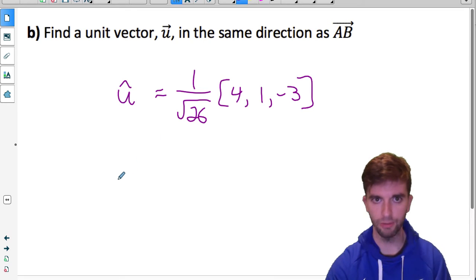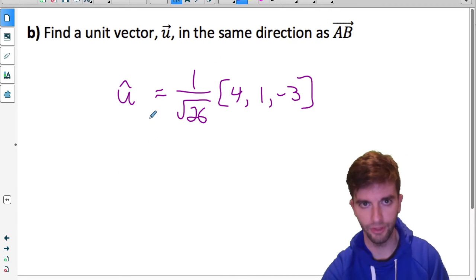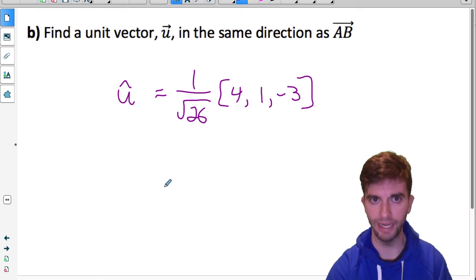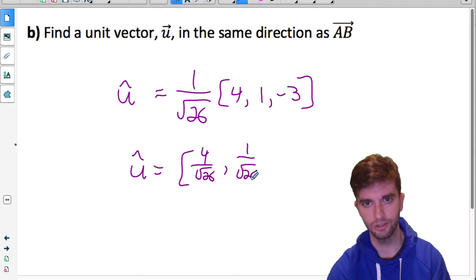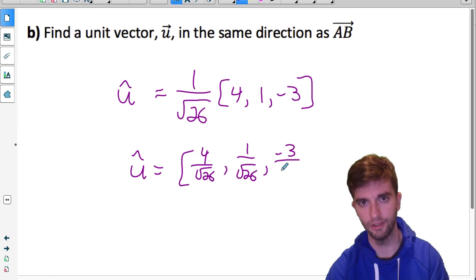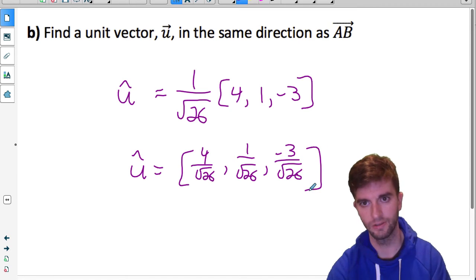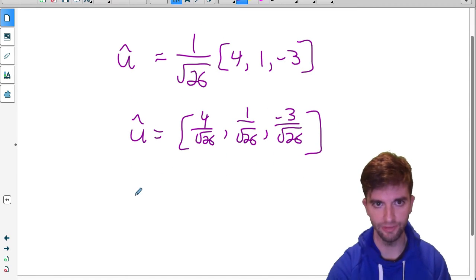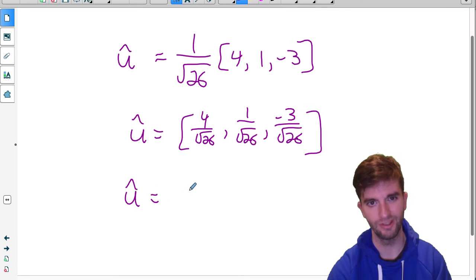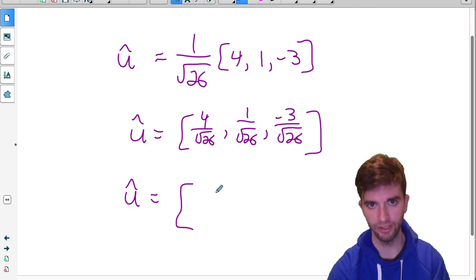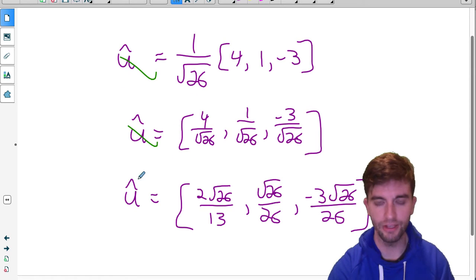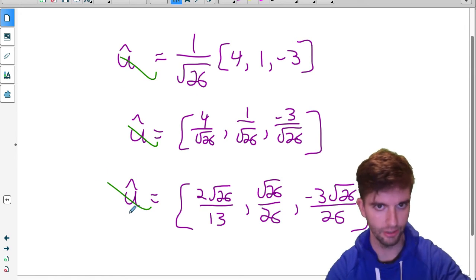If we do this scalar multiplication, we get a vector that's in the exact same direction as AB, but with a magnitude of 1. So unit vector u equals 4 over root 26, 1 over root 26, negative 3 over root 26. And I suppose we could rationalize each of those components. Multiply top and bottom of each of those fractions by root 26. So I would actually take any of these 3 lines as the correct answer to this question.